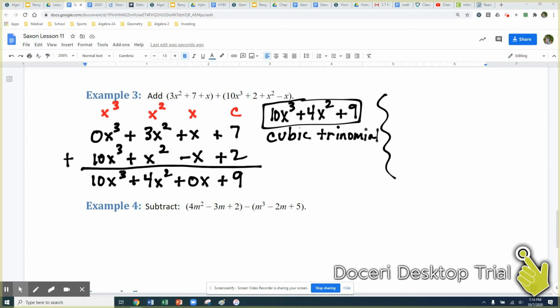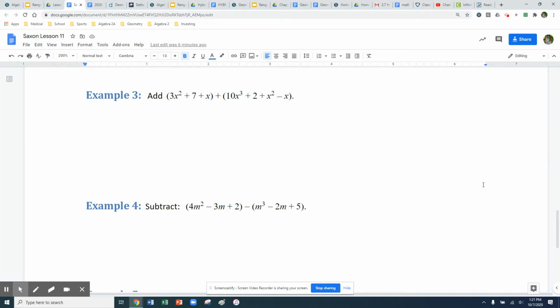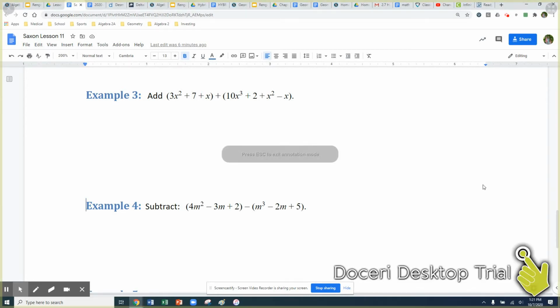So I'm going to show the second method. So the second method, we can just combine like terms.